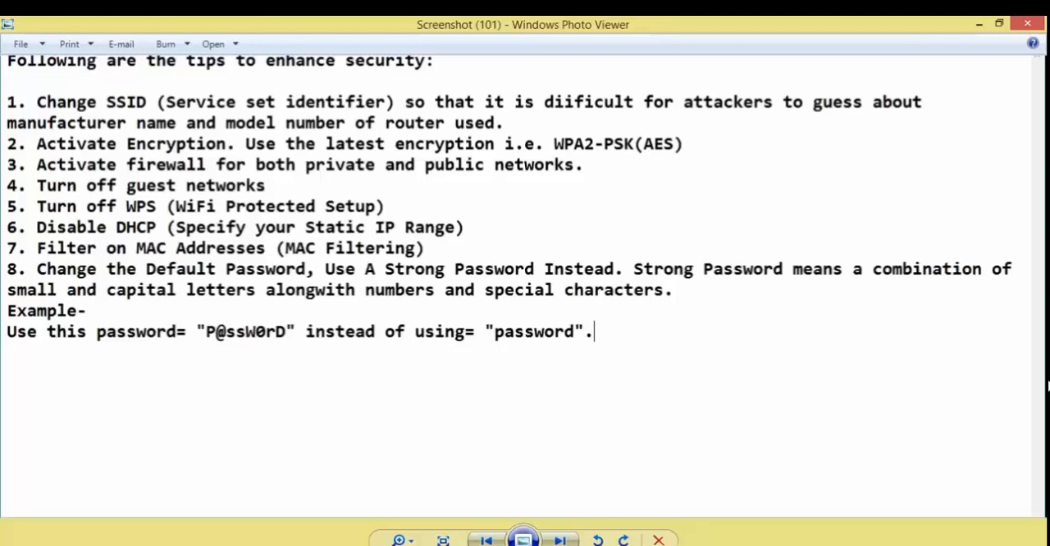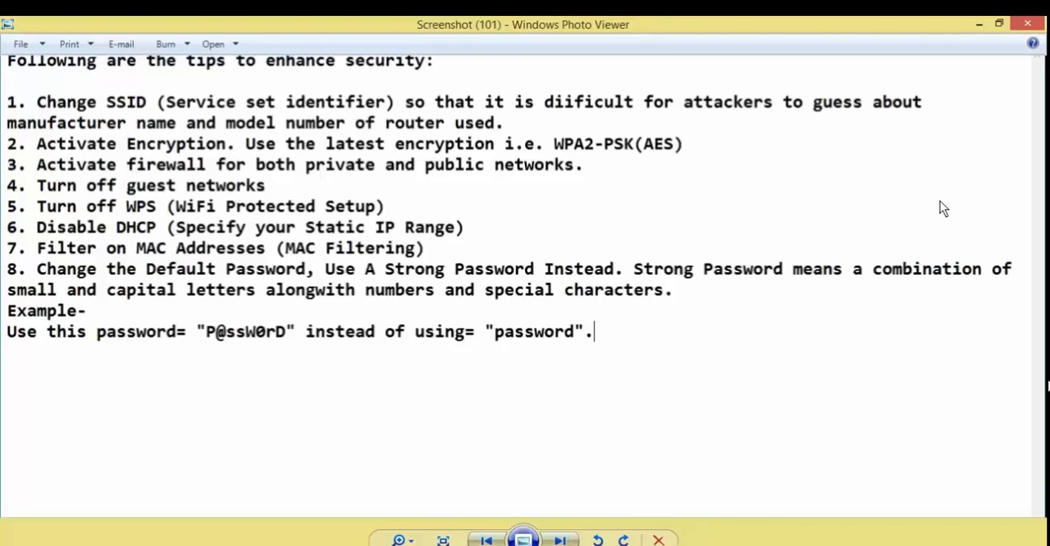So, what is IP address? IP address is a unique identity of a computer system in a network. There are two types of IP addresses, or we can say there are two versions of IP addresses, IP version 4 and IP version 6. IP version 4 is a 32-bit network address and IP version 6 is a 128-bit address.